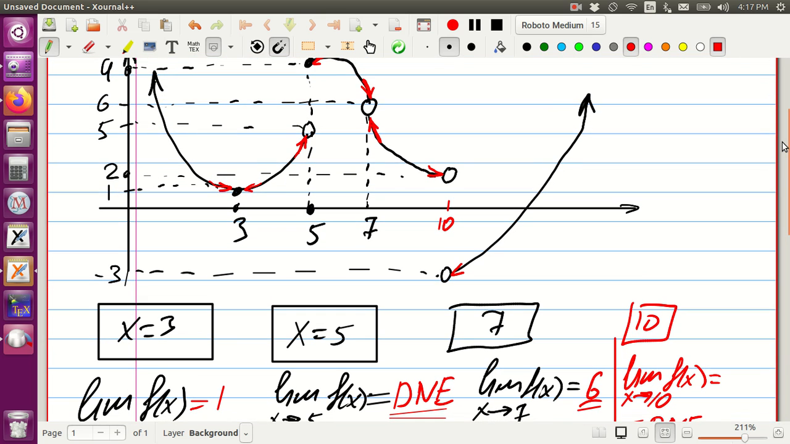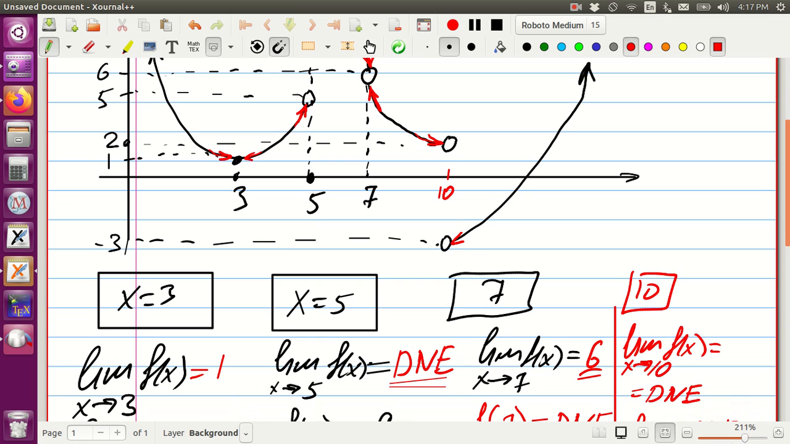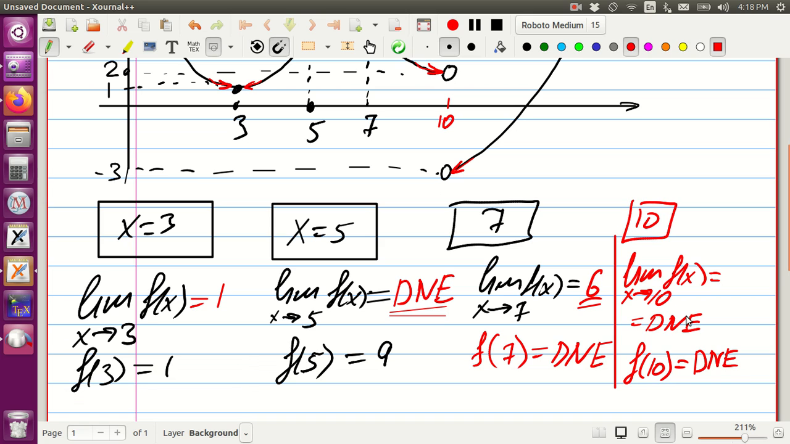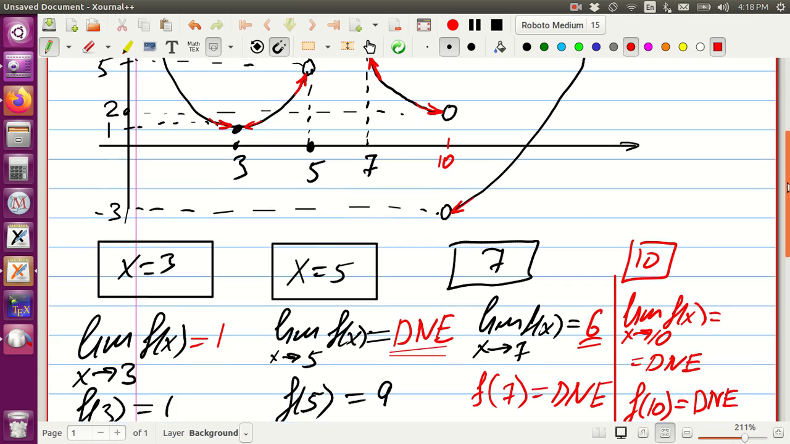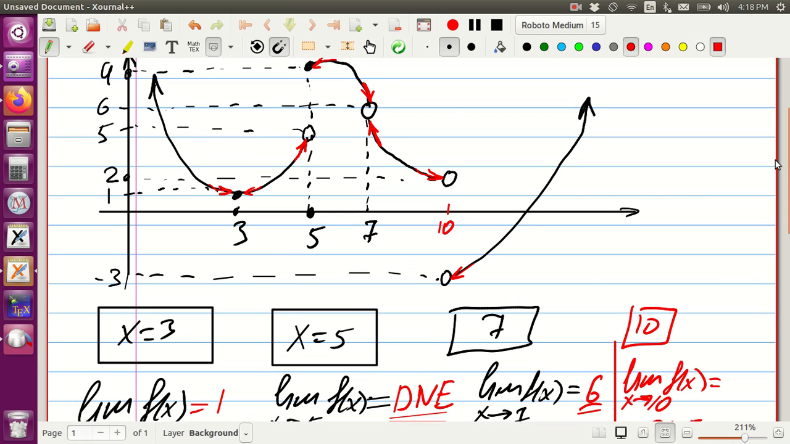The last thing is for 10. When we approach 10 from left, we're moving along this piece of the curve towards 2. And when we're on the right side of 10, we're moving along this piece towards -3, so we concluded that the limit does not exist. In all of the things that I just was talking about, it was really important to move from the left and move from the right. And that's what captures the left limit and right limit.